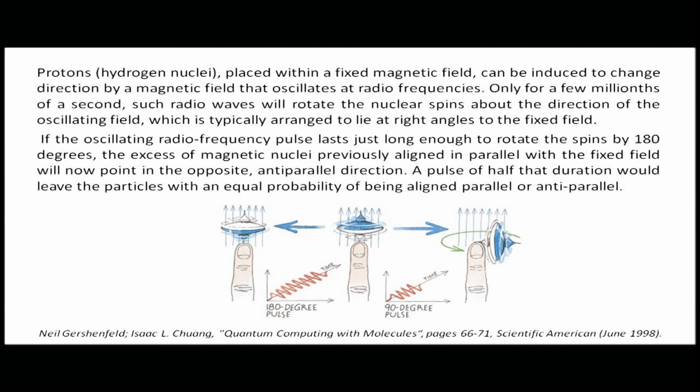The protons placed within the fixed magnetic field can be induced to change direction by a magnetic field that oscillates at radio frequencies, as we have been saying. Within only a few millionths of a second, such radio frequencies would rotate the nuclear spin about the direction of the oscillating field, which is typically arranged to lie at right angles to the fixed field.